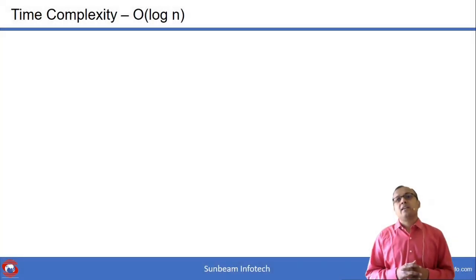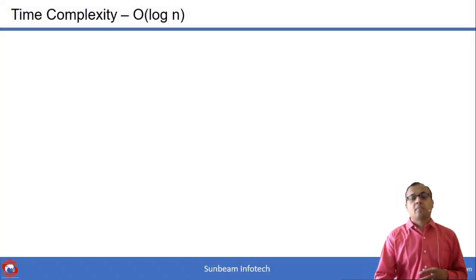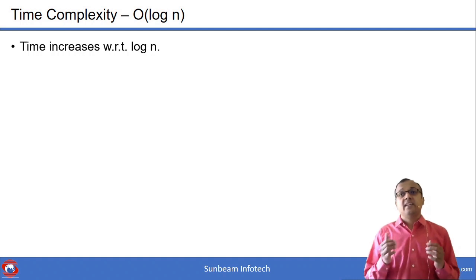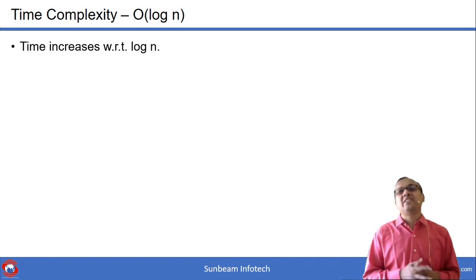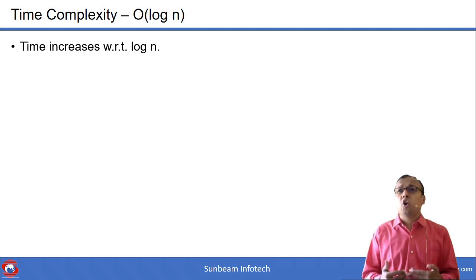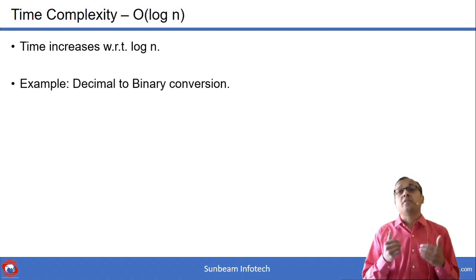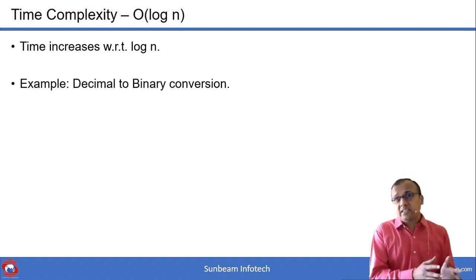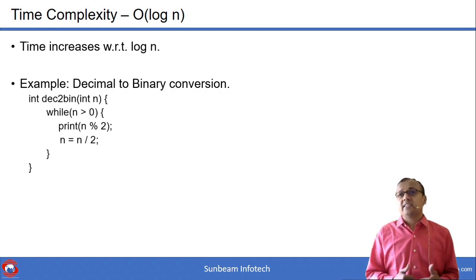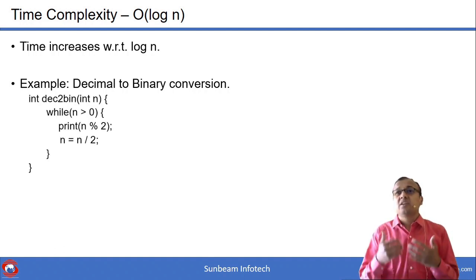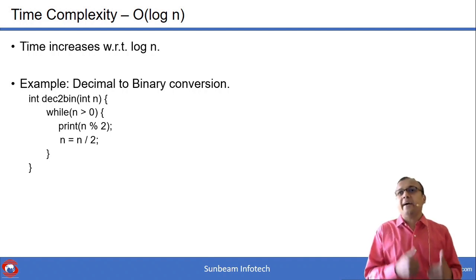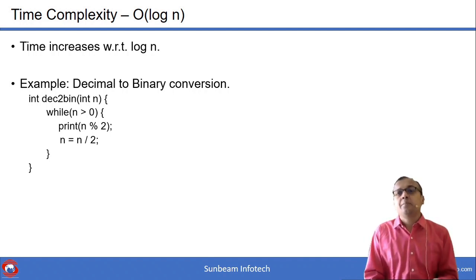Now let us talk about O of log n. In a few algorithms, time increases quite slowly with respect to n. In fact, it follows a logarithmic function of n. Most of these algorithms involve some sort of partitioning, like dividing an array into two equal parts or something like this. The simplest example will be converting a decimal number into binary. As you can see in a program, it involves repeatedly dividing a number by 2 and considering its remainders but in reverse order.